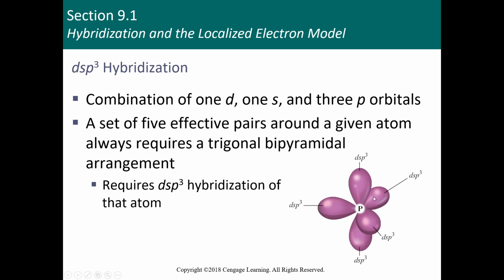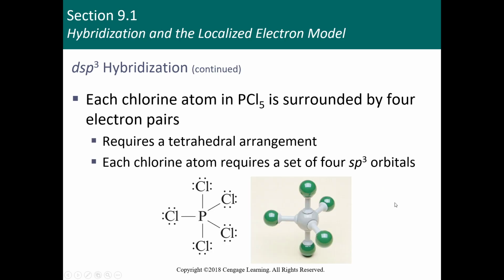Right here we have a triangle that's on one plane, see that? And then we have another orbital above and below. And so that is a trigonal triangle base, 2 pyramids. See the pyramid right here and then down here. All right. So right here is an example of something that uses a dsp3 hybridization, and that is PCl5.